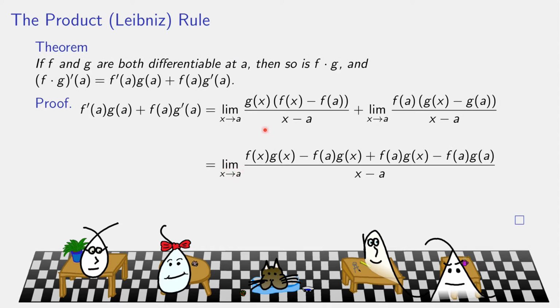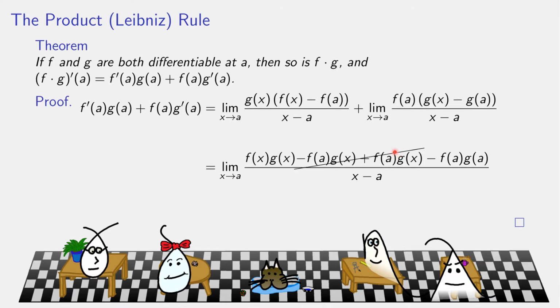Now working forward, since both of these limits exist and they both have the same denominator x minus a, I can say the limit of this thing plus the limit of that must be the limit of the sum. But now look here, this g of x times f of a is going to cancel this g of x times f of a right here. There they go, they cancel each other out, leaving behind just f of x g of x minus f of a g of a over x minus a, which is exactly that limit for f times g. It's (fg)(x) minus (fg)(a) over x minus a.